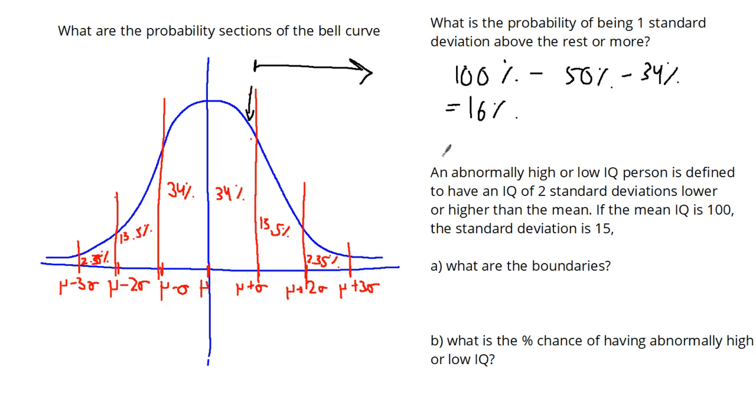So, an abnormally high or low IQ person is defined to have an IQ of 2 standard deviations lower or higher than the mean. So if the mean IQ is 100 and the standard deviation is 15, what are the boundaries? What's the boundary that defines a person with abnormally high or low IQ? It would be 100 minus 2 times 15, and this is an abnormally low IQ person.